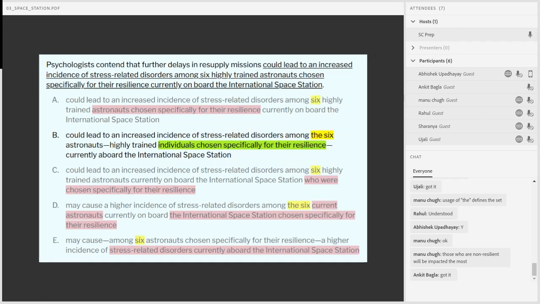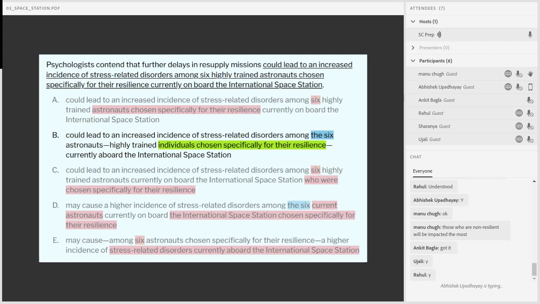Quick check. And of course, then the point about "the" versus just without "the." Is everyone comfortable with this one? Of course, if you have any questions, please feel free to unmute and ask. Manu, please go ahead.